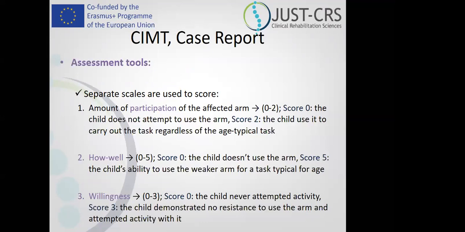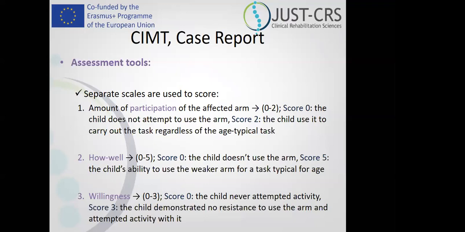In the assessment tool, there were separate scales used to score. First, the participation of the affected arm, which gave a score from 0 to 2. 0 meant the child did not attempt even to use the arm, and score 2 meant the child used it to carry out the task, regardless of whether the task was age-typical or not. Second is how well, which is a score from 0 to 5. 0 means the child does not use the arm. 5 means the child's ability to use the weaker arm for a task is typical for that age.